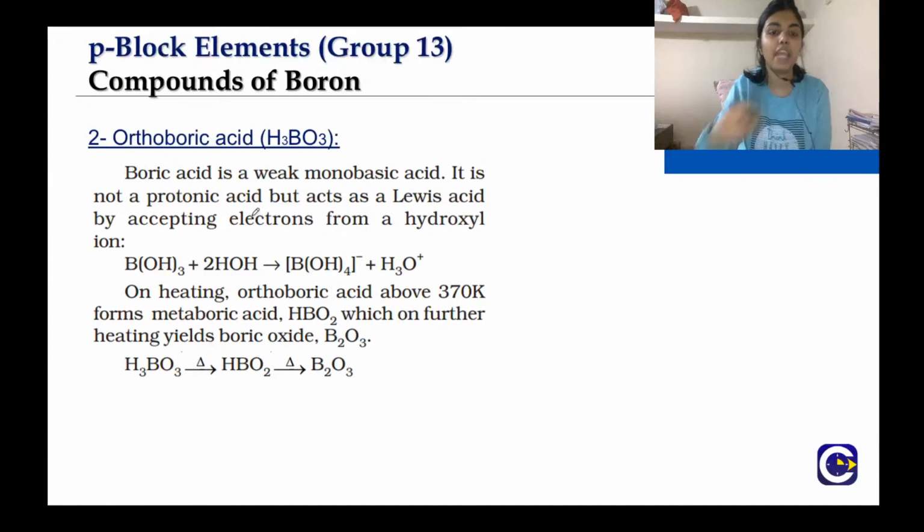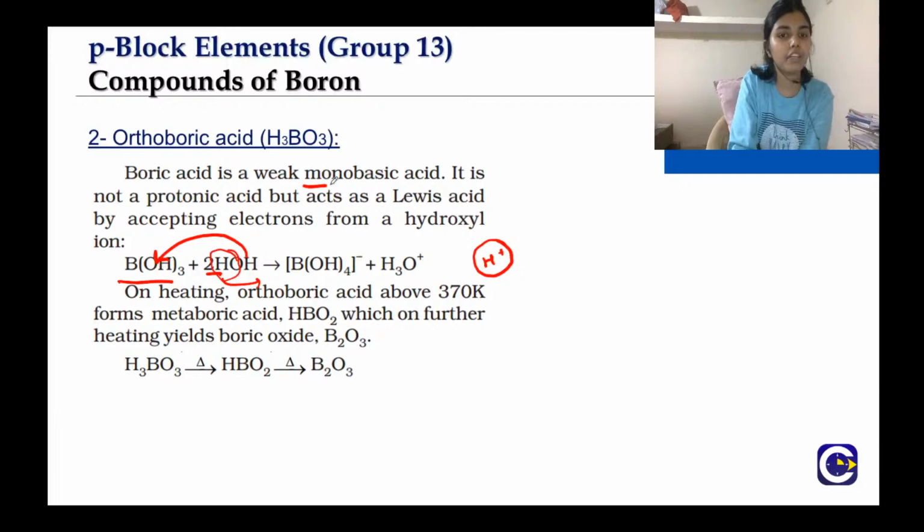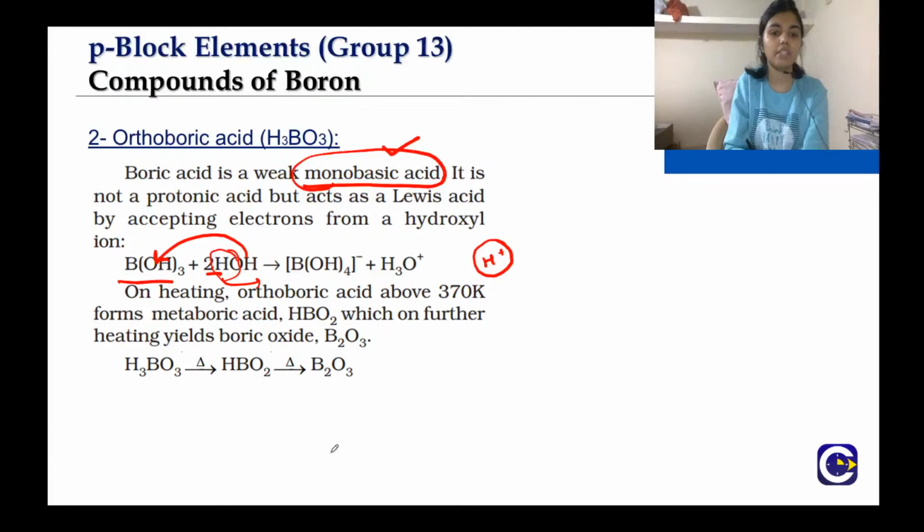Its way of behaving as an acid is different from other acids. Other acids give H plus ion in the solution. Now here it accepts OH minus, right? And indirectly it gives what? H plus ions in the solution. That is why it is acidic in nature. Now one B(OH)3 releases one H plus and therefore it is a monobasic acid. It is a monobasic acid.